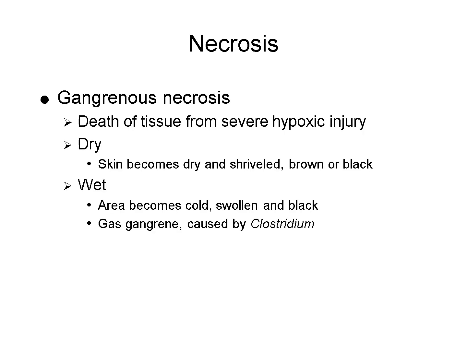Gangrenous necrosis refers to the death of tissue due to severe hypoxic injury. It is commonly classified into two types, dry and wet. In dry gangrene, the skin becomes dry, shriveled, and takes on a brown or black coloration. In wet gangrene, the affected area becomes cold, swollen, and black, often accompanied by a foul odor. Wet gangrene is frequently complicated by bacterial infections, especially by organisms like Clostridium, leading to a more aggressive and life-threatening condition known as gas gangrene.